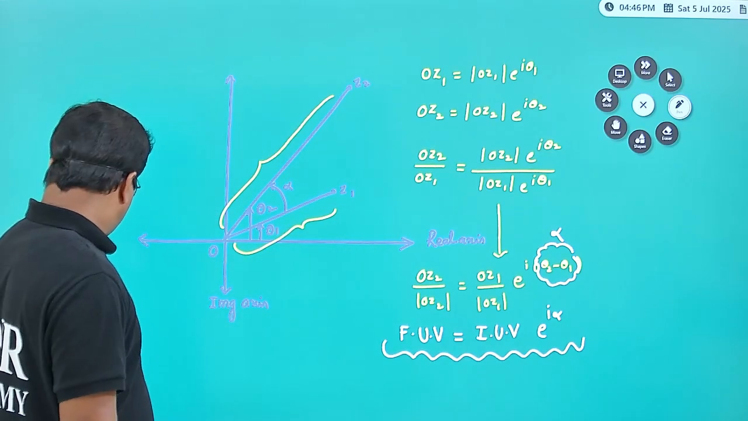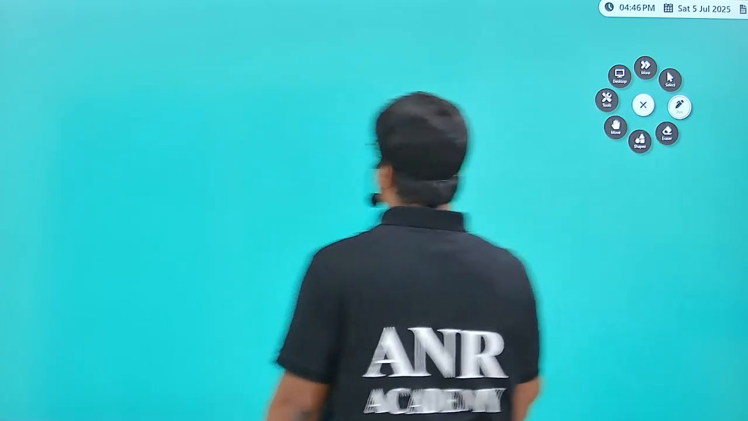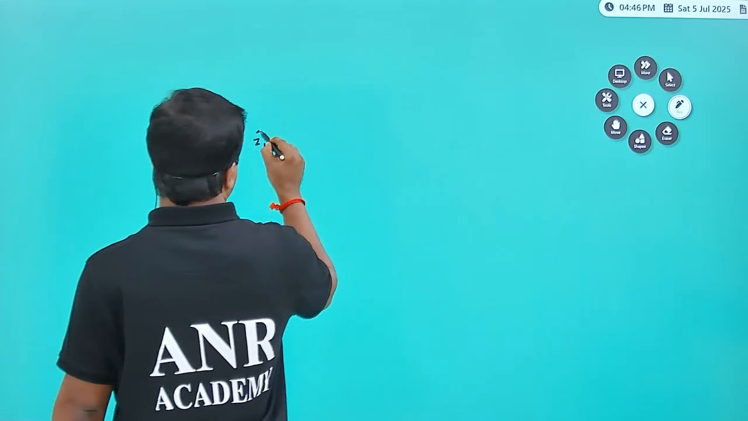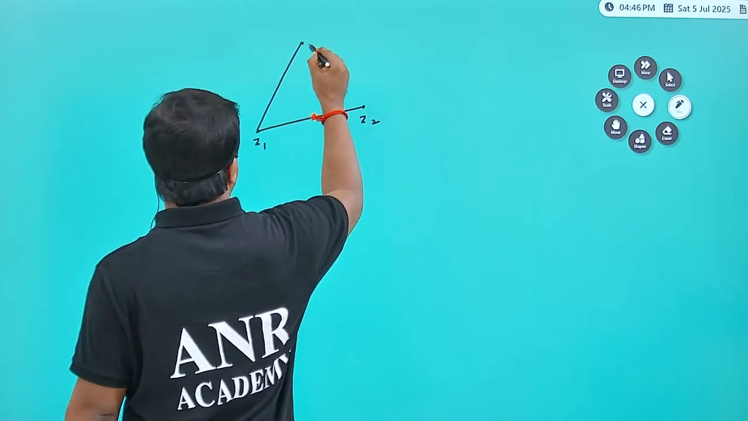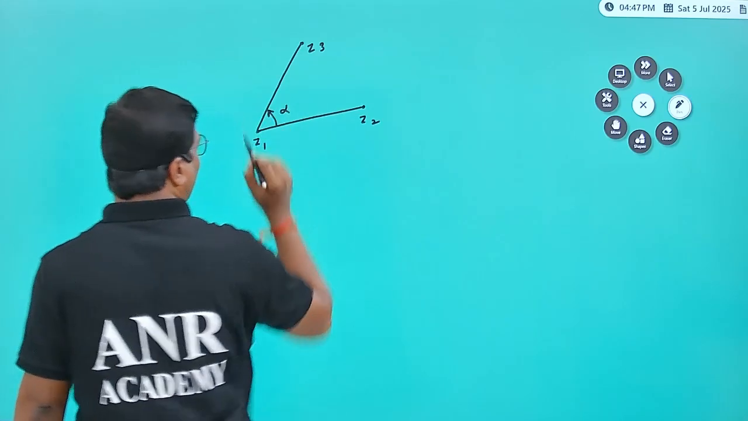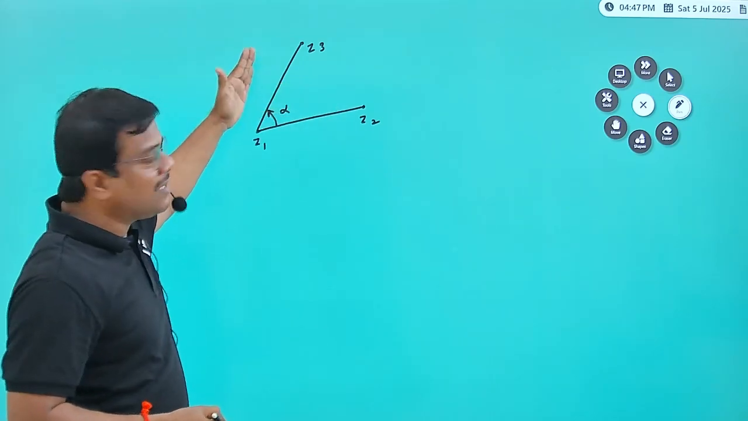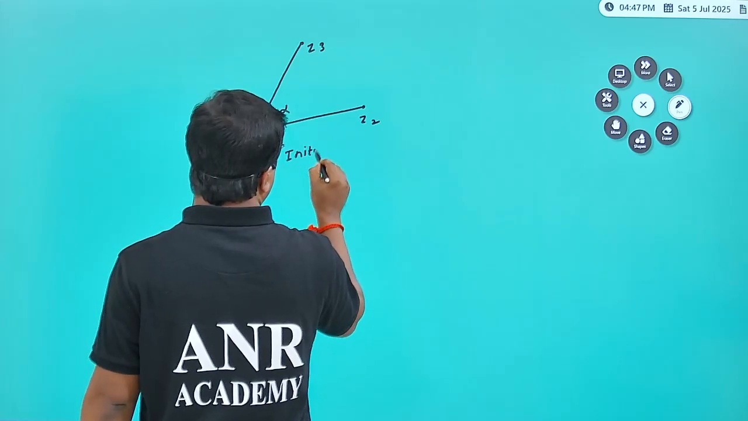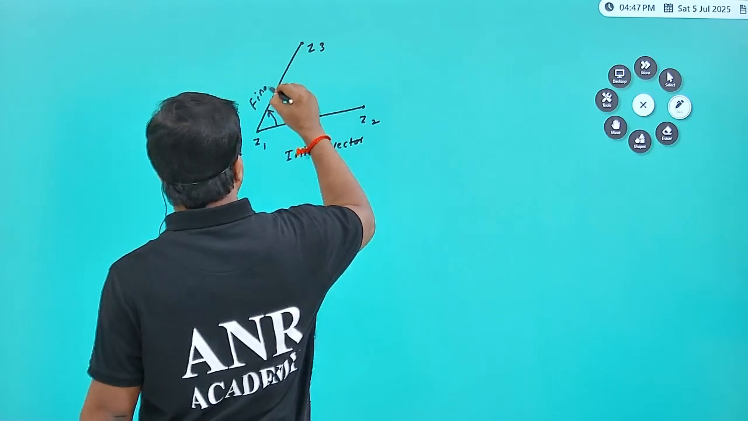Next, suppose that there are 3 points, Z1, Z2, Z3. Z1 here, suppose Z2 here, and somewhere it is Z3, and the angle between them suppose alpha. Z1, Z2 is the initial one, Z1, Z3 is the final one. This is the initial vector, and this is the final vector after rotation.